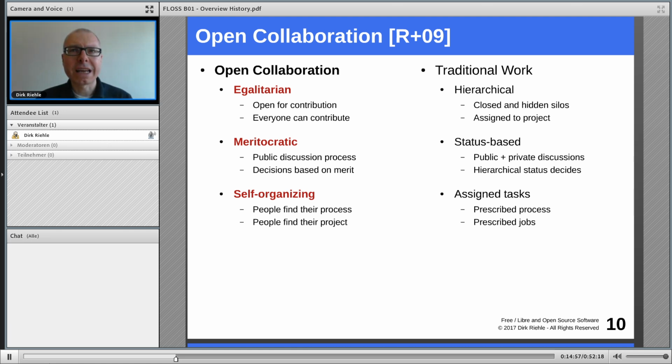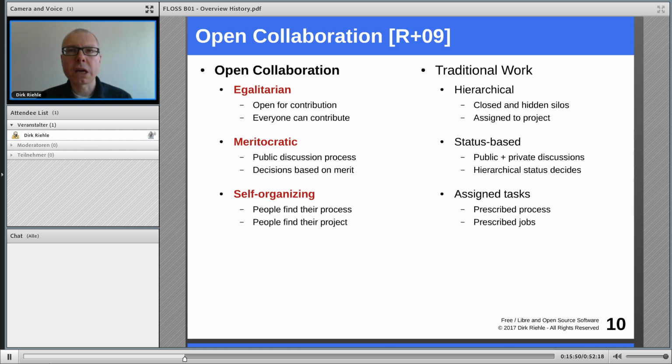open source projects are egalitarian, meaning you don't exclude people. You're open for contribution. Everyone can contribute. You don't make a distinction between who's in and who's out forever, but rather it's possible to join and be recognized for that. It's a meritocratic process in that decisions are based on the merits of the argument. So it's the quality of the argument, the technical content that counts, and not the status or reputation of the person saying something. And finally, open source processes are self-organizing in that the process is adapted to the peculiarities of the involved people rather than people having to follow a single predefined process.